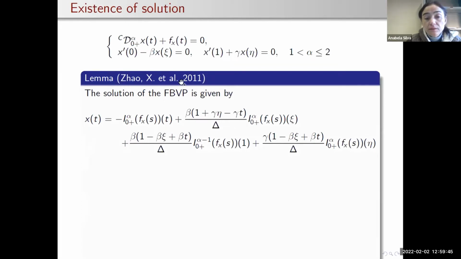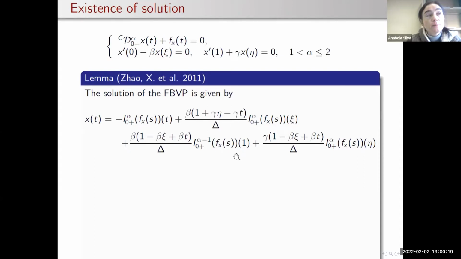Zhao et al. proved in 2011 that for the problem without the lambda that we use in our work, the solution is given by that expression, where we have the Riemann-Liouville integral of this function f in t, c1 and eta, and we have this constant delta. And of course this is not a constant, there is a t in these expressions.